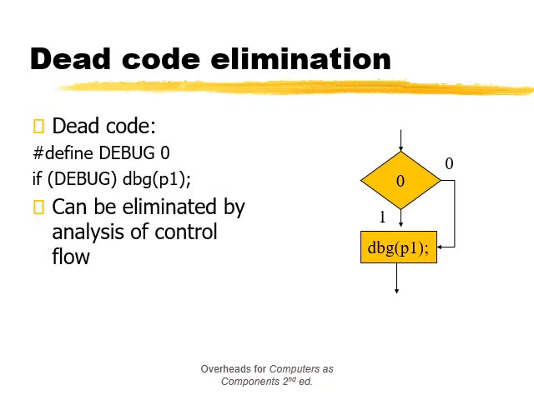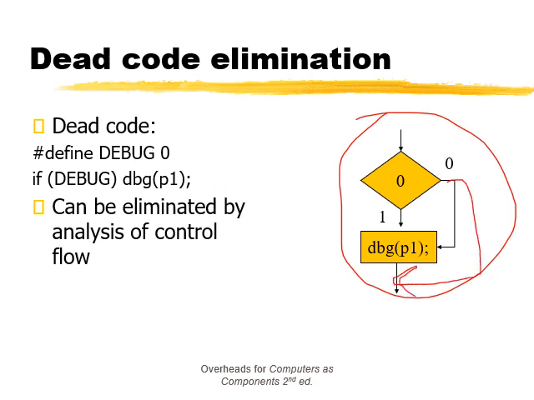For example, you have a code in front of you. #define DEBUG 0 means DEBUG has a value of 0. In the if (DEBUG) statement, this condition is going to be false every time, so this portion will not be executed. We can eliminate it by analysis of control flow. You can see this is the control flow. The condition is always going to be false, so we are never going to execute this. We can exclude both of these.